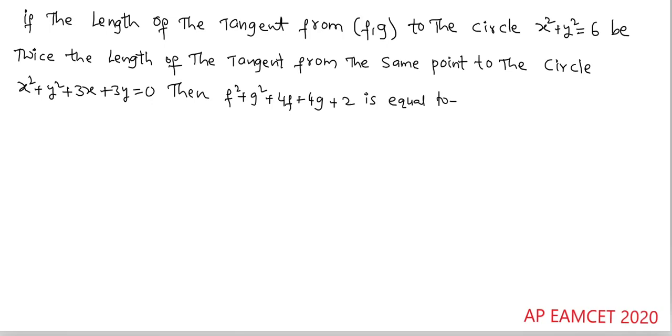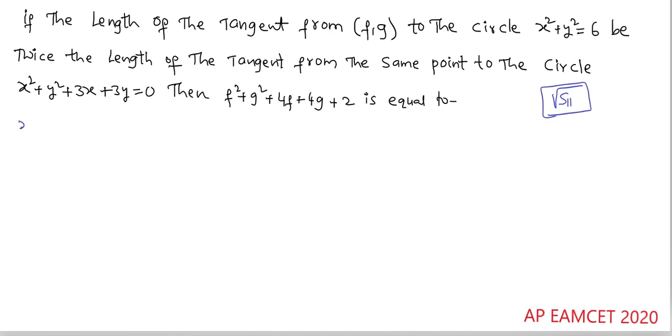If the length of the tangent from (f, g) to the circle x² + y² = 6 is twice the length of the tangent from the same point to the circle x² + y² + 3x + 3y = 0, then f² + g² + 4f + 4g + 2 is equal to. We know that the length of the tangent is root S11. This is the formula for the length of the tangent.